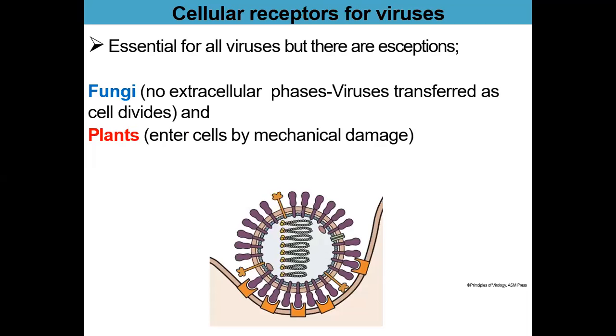And these are some examples where receptors are present for the viruses, but there are some viruses that don't need any kind of receptors, right? Like fungi, they have no extracellular phase. These viruses cause infections in the fungi, so fungi will not have any kind of receptor. The virus is present with the fungi throughout life. So as the fungal cell is going to divide, the virus will also divide and it will transfer from generation to generation.